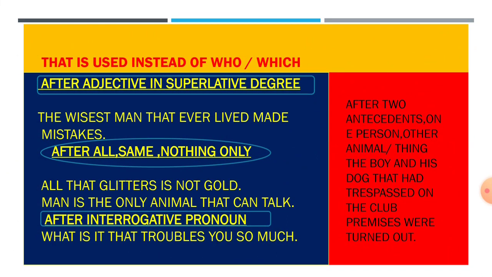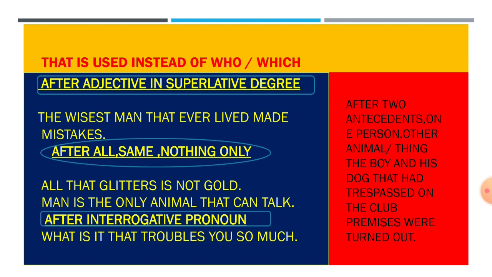That is used instead of who and which. Now remember here, where do we prefer that instead of who and which? Where do we use that? First, we use that after an adjective in the superlative degree. So after the adjective, and that also in the superlative degree. Wise, wiser, wisest. So the wisest man that ever lived made mistakes.